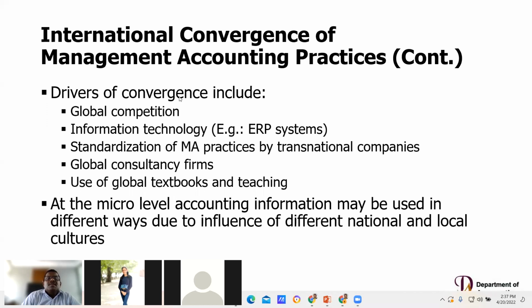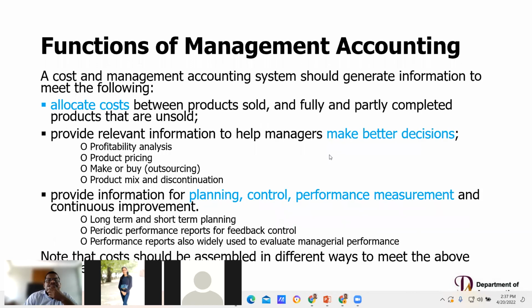Diverse drivers of convergence include global competition, information technology, standardized global consultancy firms, and use of global textbooks and teaching. At the micro level, accounting information may be used in different ways due to the influence of different national and local cultures. Different cultural matters, political matters, social matters will vary how you use the accounting information.